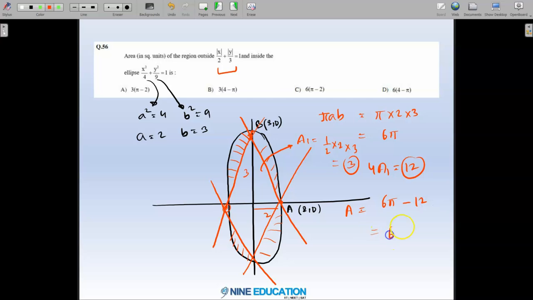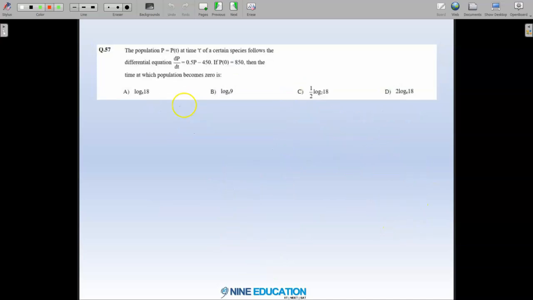So if I take 6 common, it will be pi minus 2, 6 into pi minus 2, which is option number C. Question number 57 is, the population at a time t of a certain species follows the differential equation dp by dt equal to 0.5 p minus 450. If p0 is 850, then the time at which the population becomes 0 is.